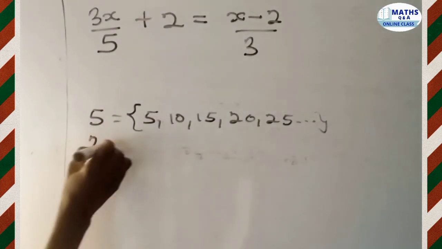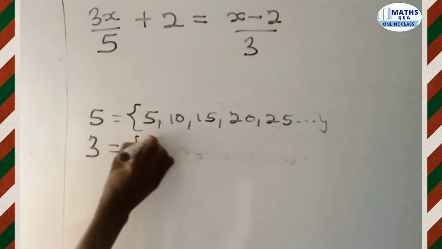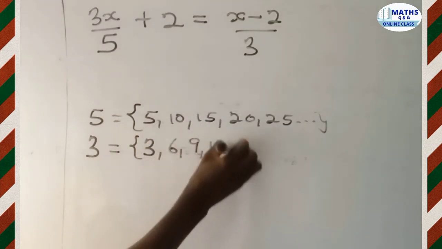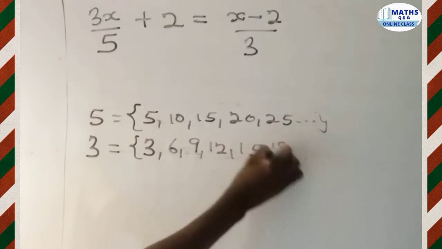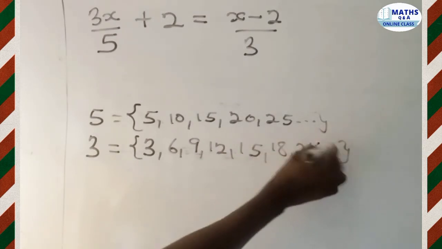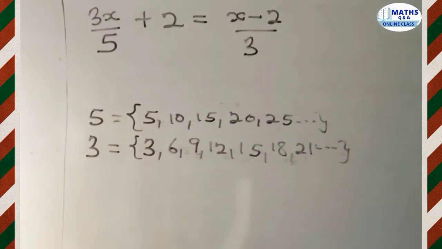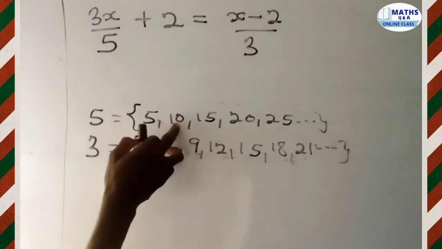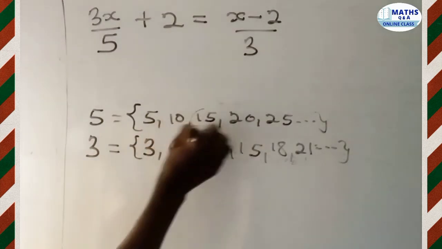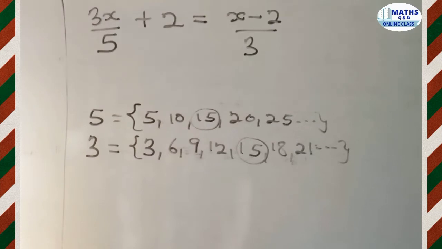We have 3. Let's write the multiples of 3. We have 3, 6, 9, 12, 15, 18, 21, and the rest. Let me end there. Now looking at the multiples of 5 and 3, which of them are common? We have 5 here, we don't have 5 here. We have 10, we don't have 10. We have 15, we have 15 also here. So we have 15, 15. We have 20, no 20, 25, no 25.